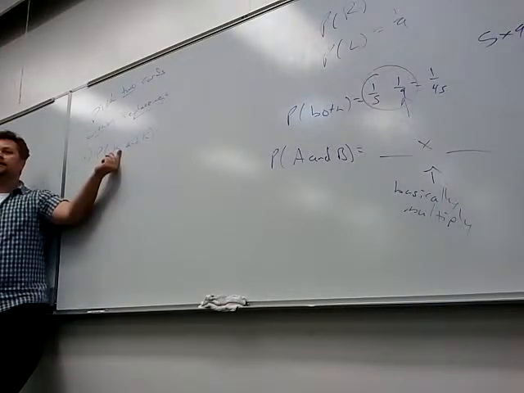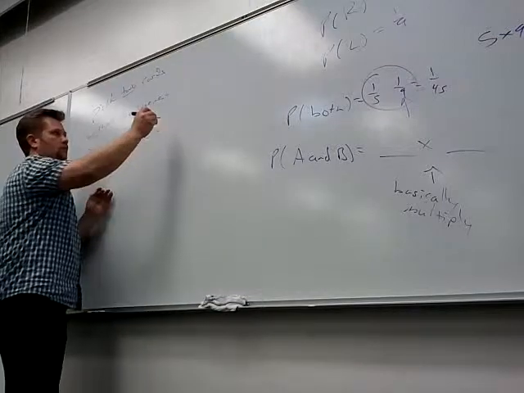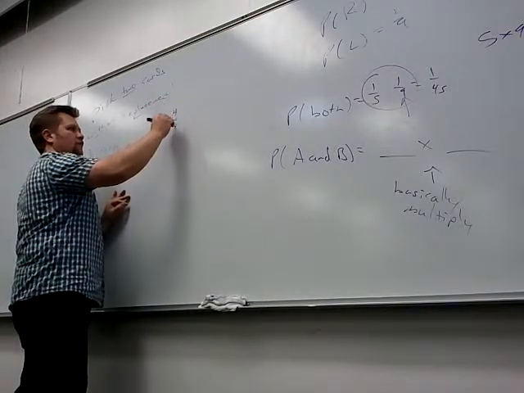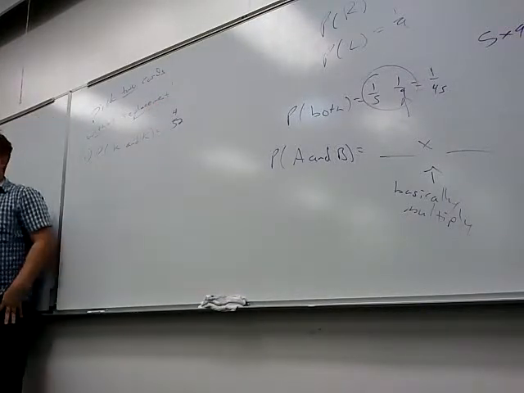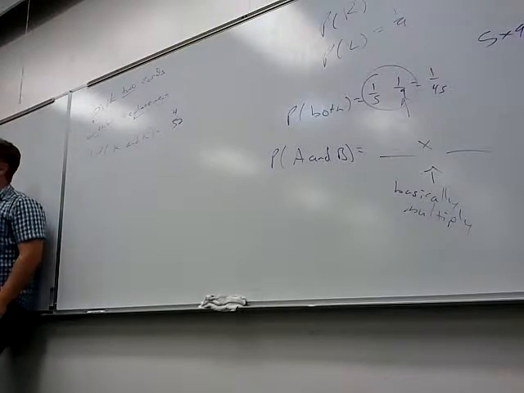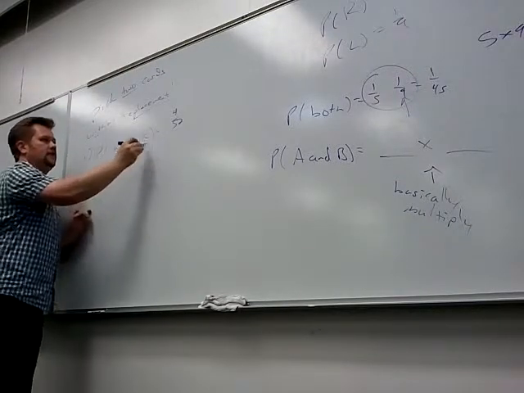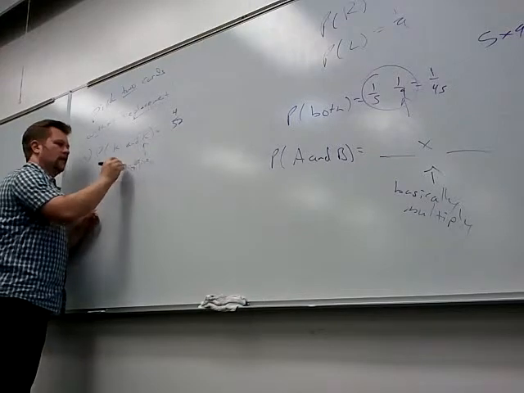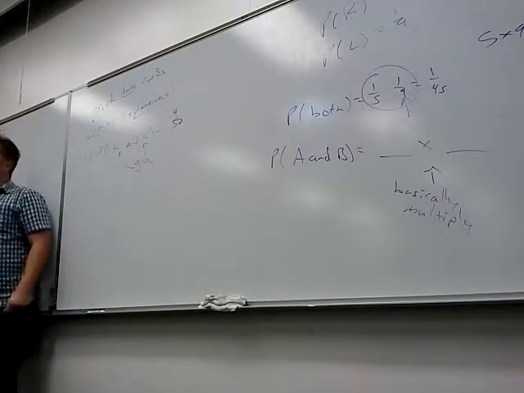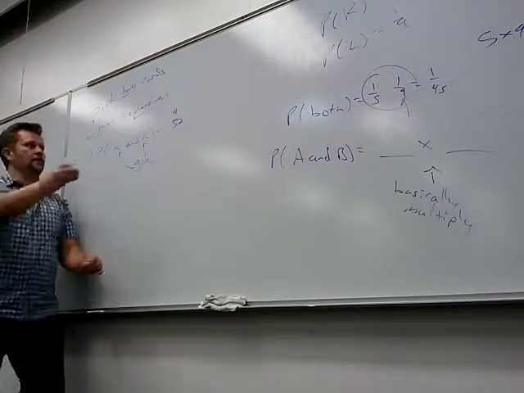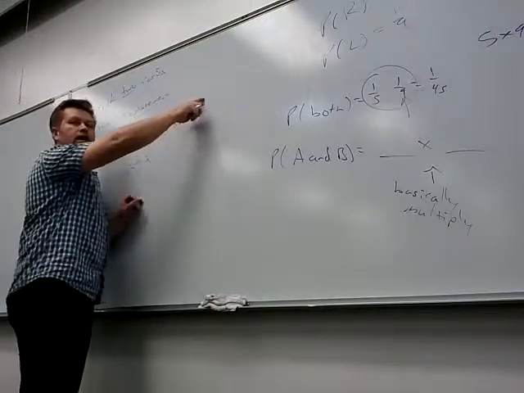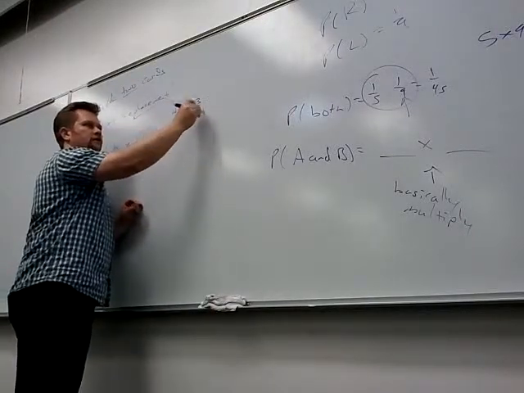What's the probability that the first one's a king? 1 out of 13. Let's be less specific: 4 out of 52. Now, what's the probability of this king given that I picked a king on the first try? 3 out of 51. 3 kings left out of how many cards left? 51.